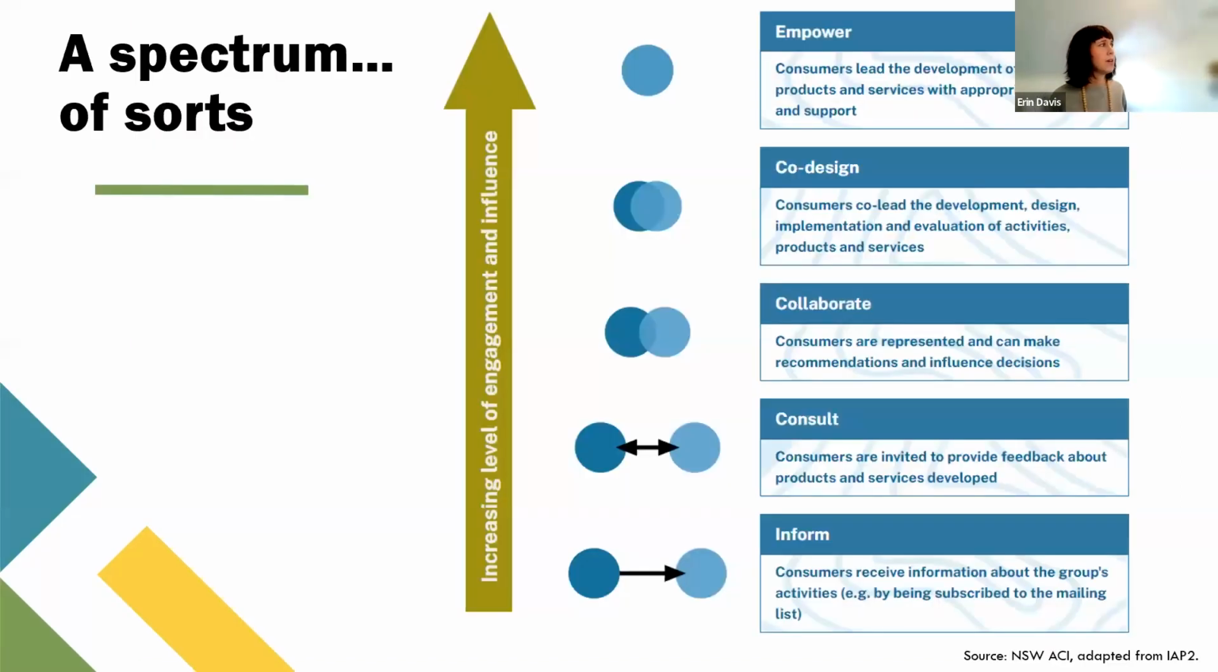Another way to understand co-design is where it's situated on a spectrum. It's often depicted as a spectrum of consumer engagement or consumer involvement. This particular spectrum is fairly well known. You'll probably have seen it before. It comes from the International Association of Public Participation.